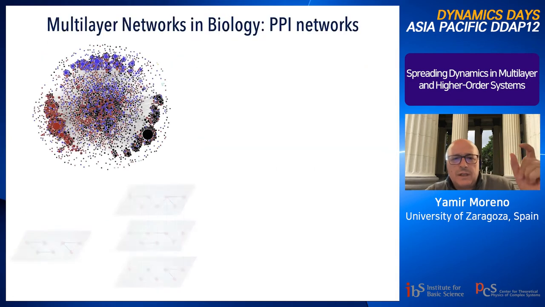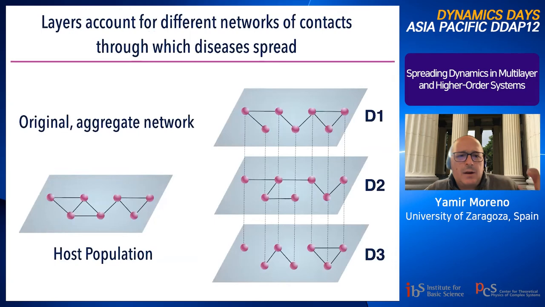And I will skip this. I will go directly to the point. So the idea is that if you have a host population, this host population can be affected by different diseases. Normally, what we assume is that each disease has its own network of contacts and it's alone, like one layer. But there are some cases in which diseases interact, because the presence of one disease alters the way in which the other disease is transmitted or the impact of the other disease.